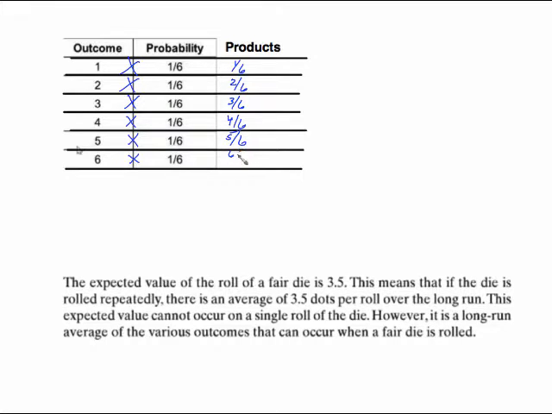5 sixths, 6 sixths. And if I add all of this up, this will be a fraction with a denominator of 6 because it's a common denominator. And I get 21 over 6. Now what that means as a decimal is 3.5. What this means is the expected value of the roll of a fair die is 3.5. This means that if the die is rolled repeatedly, there is an average of 3.5 dots per roll over the long run. Obviously, you can't get 3.5 on the face of a die, but we're talking about the average of the numbers you would record.